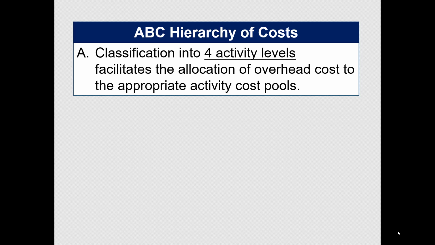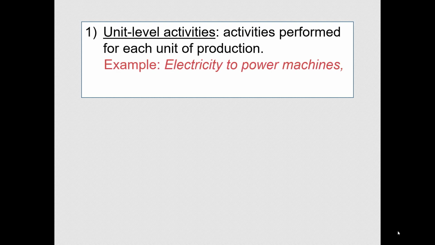When you're setting up an activity-based system, what you'll want to do is identify what kind of activity level each of the costs is. That will help you to group them so you can set up your ABC system. There are four levels. First, unit level. These are incurred every time you produce a unit. Electricity to power machines must be incurred every time you produce a unit. Indirect material used, such as glue, will be incurred for every unit produced.